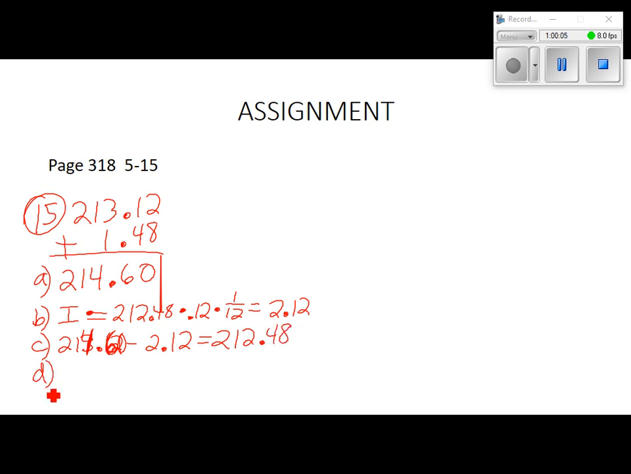D, we take the amount of our original principal for this month, which was $212.48, and we subtract off how much we're paying towards the principal, $212.48. And how much do we still owe on this? $0.